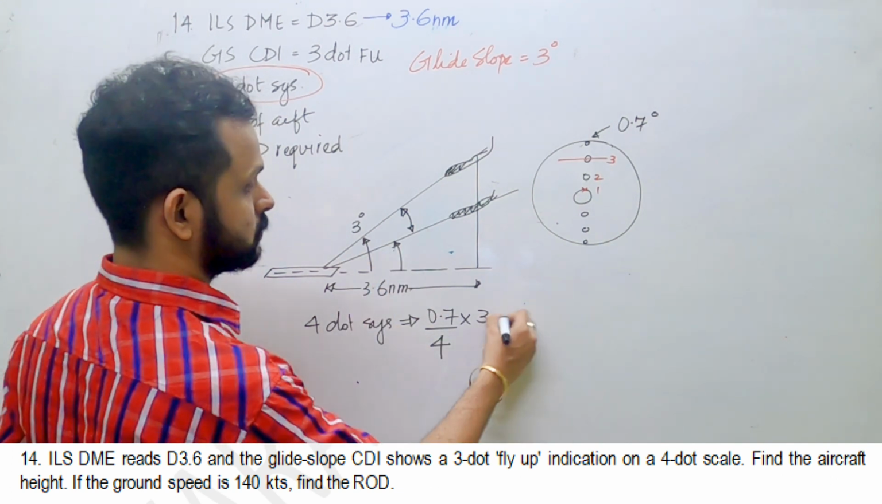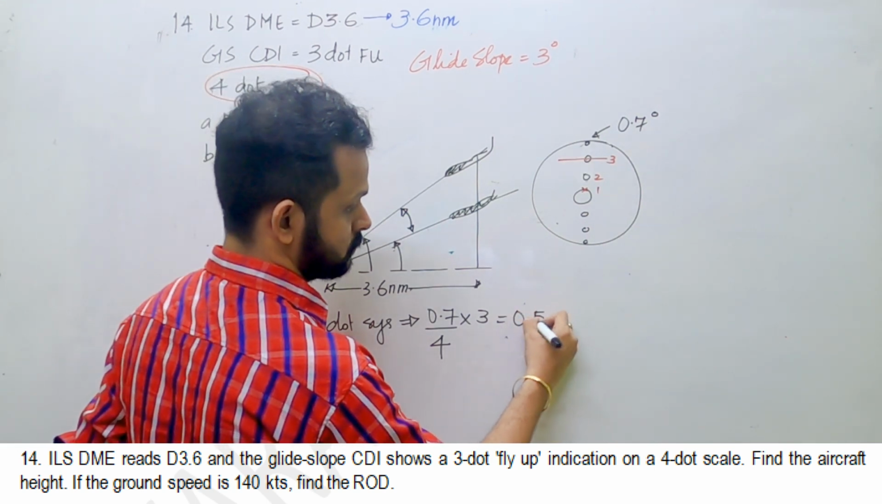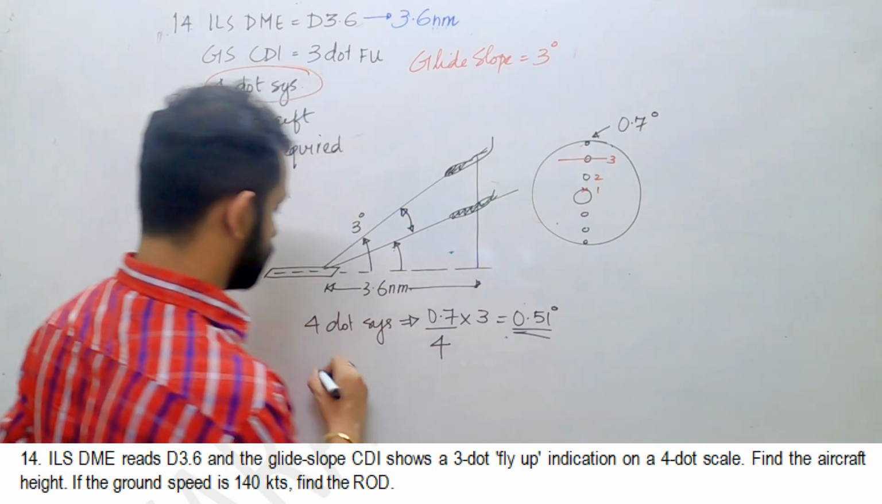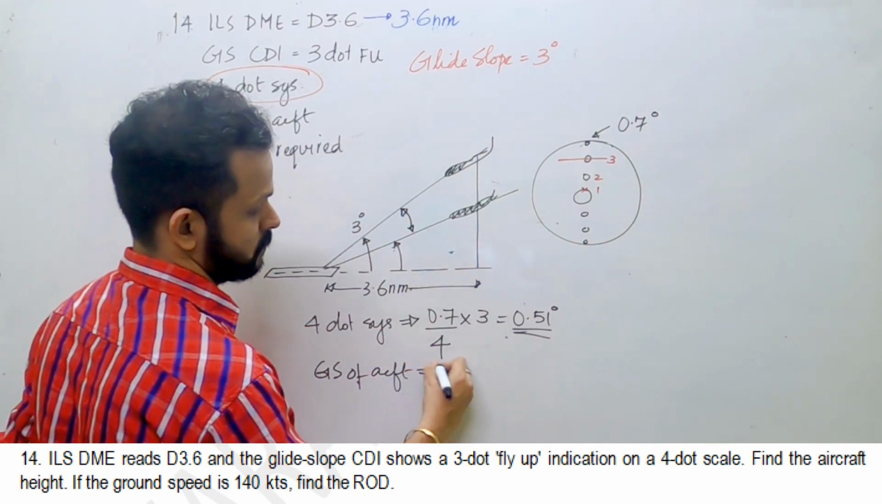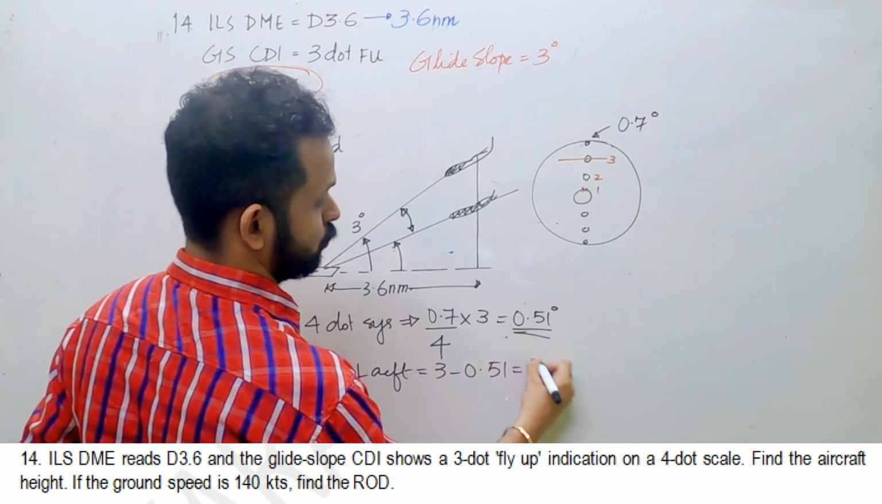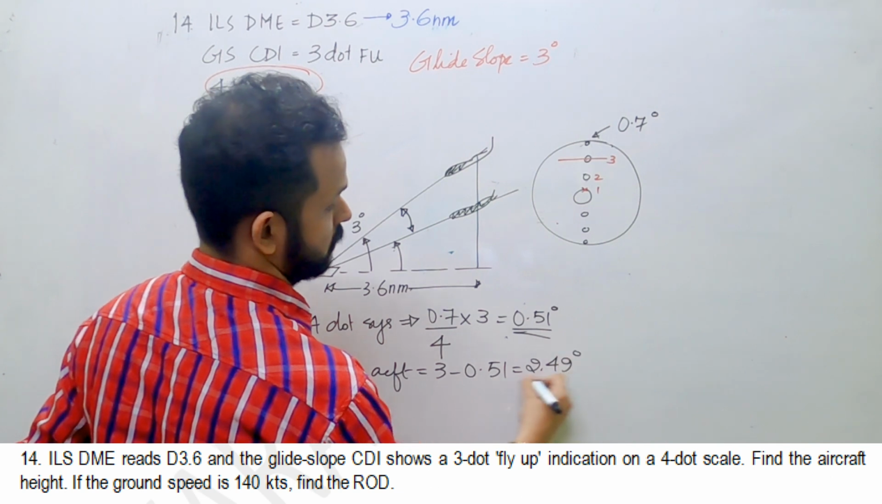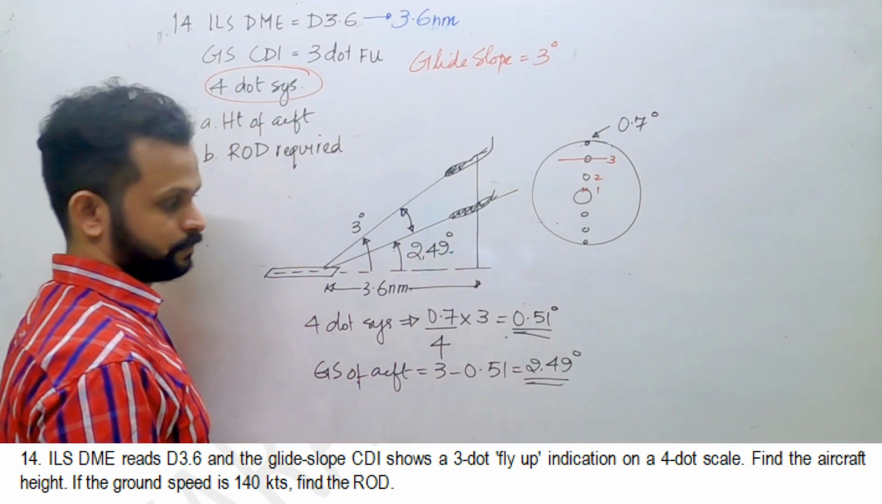So how much is this? 0.51. So what is the glide slope of the aircraft? It is 3 minus 0.51, that is 2.49 degrees, which is your current glide slope.